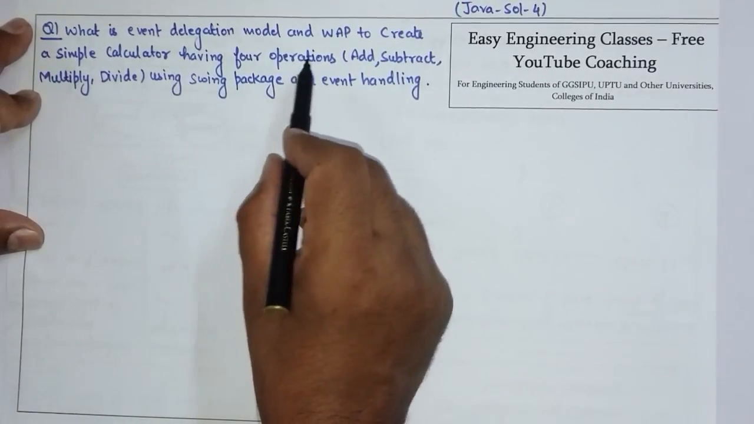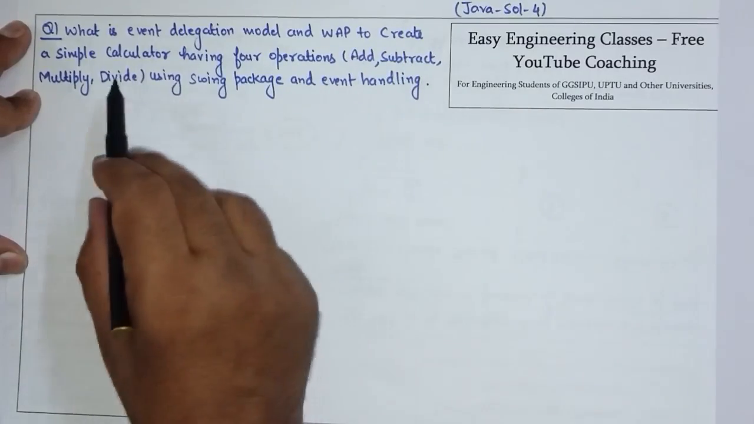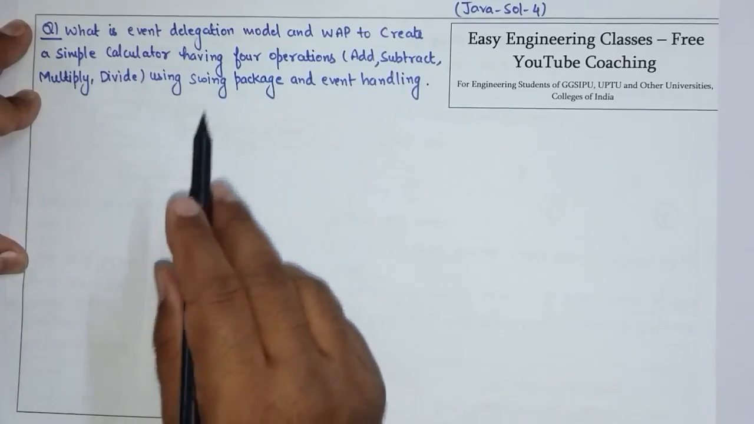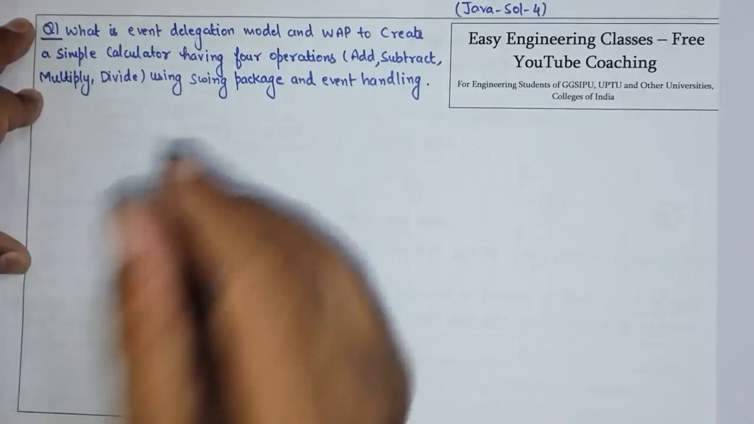Now the question that I am going to solve is write a program to create a simple calculator having 4 operations add, subtract, multiply, divide using swing package and event handling.